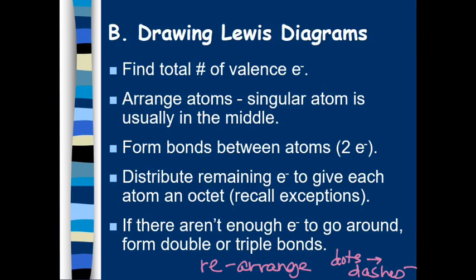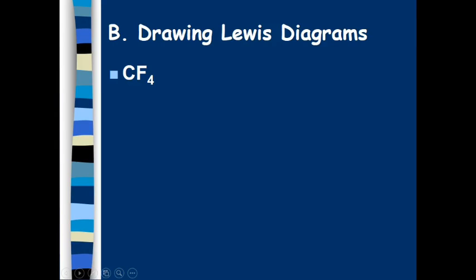Have these 5 steps handy. Have your periodic table in front of you. Let's go work out some examples. Example number 1, CF4. This is carbon tetrafluoride. Just getting my pens ready.